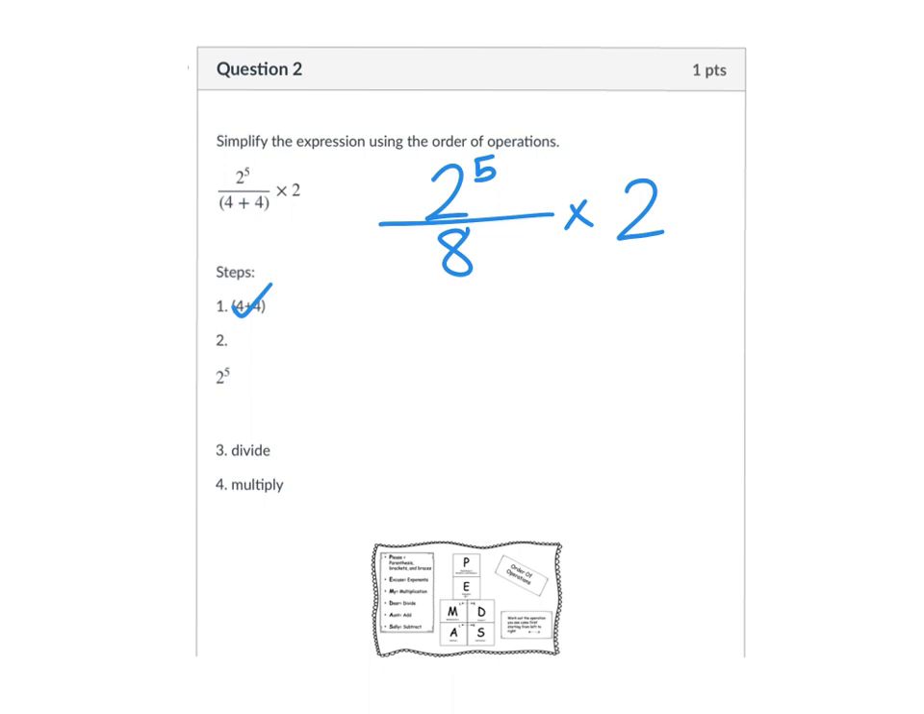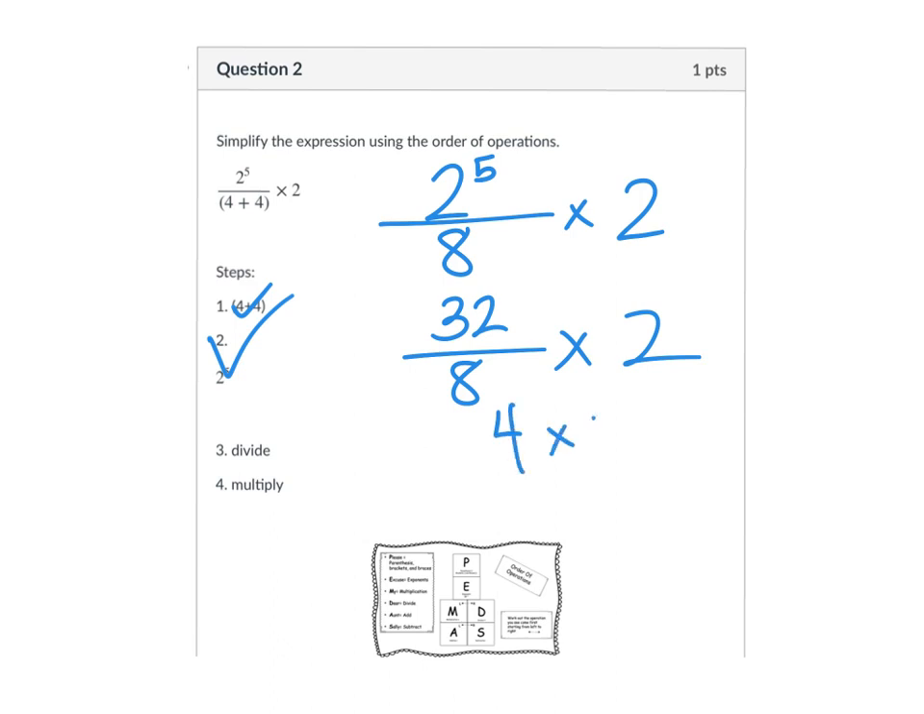So if you're using your calculator, you could hit 2 and then that y to the x key. Or you could do this the long way to figure out that 2 to the 5th power is 2 times 2 times 2 times 2 times 2, or 32. Okay, got that, step 2. So step 3 says to divide. Remember, this line is telling us that we are dividing. So this problem is read 32 divided by 8. 32 divided by 8 is 4.